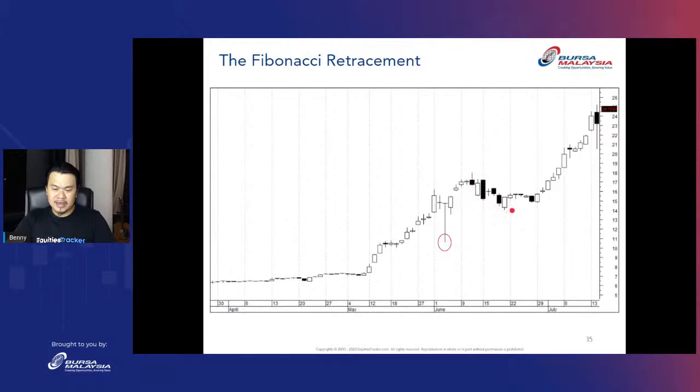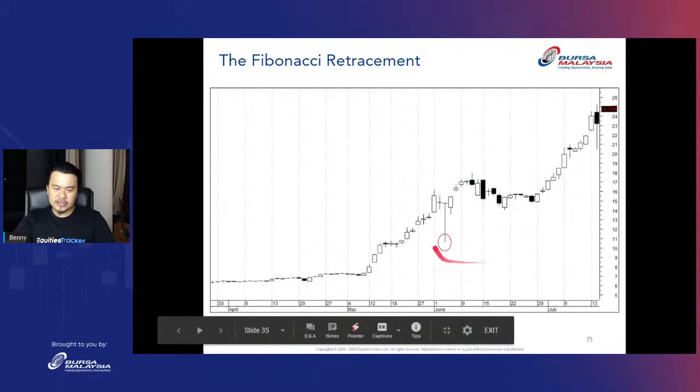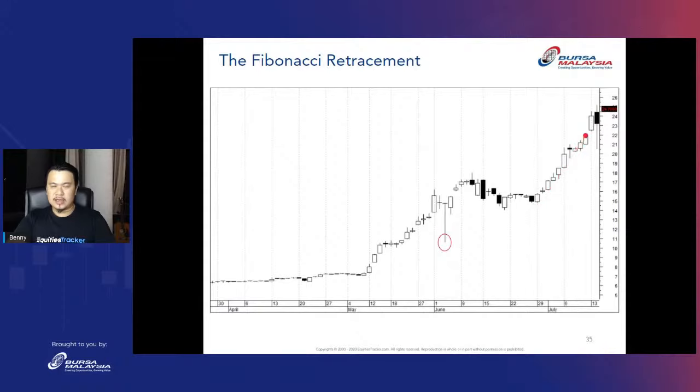Then the price pulled back again. Of course, this is part of this correction over here. The correction is not over yet, right? Until the price moves into a new uptrend. So once this correction is over, the price moves into an uptrend again.